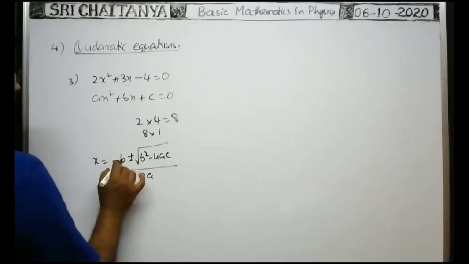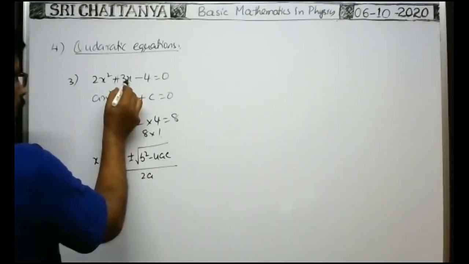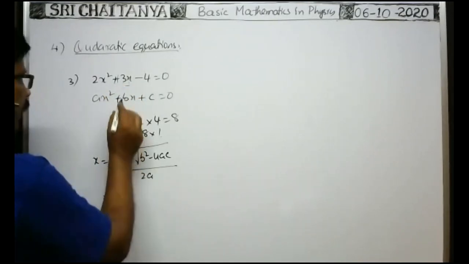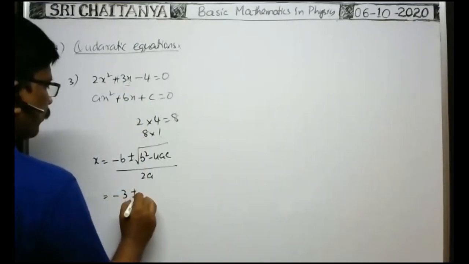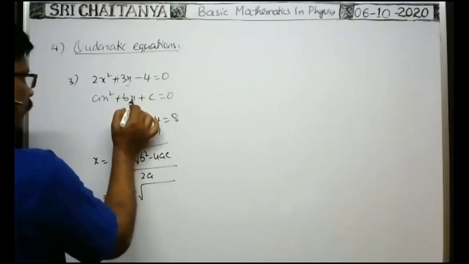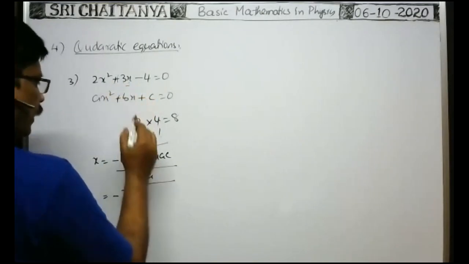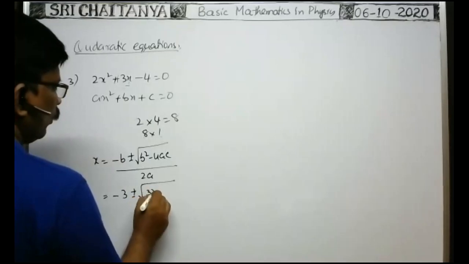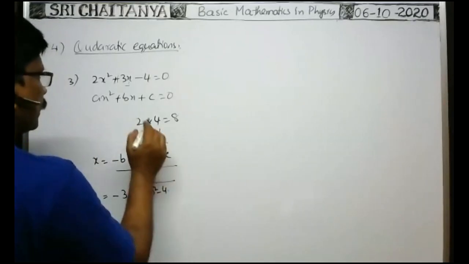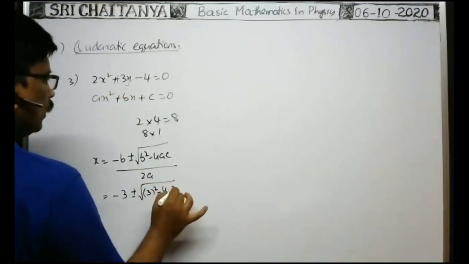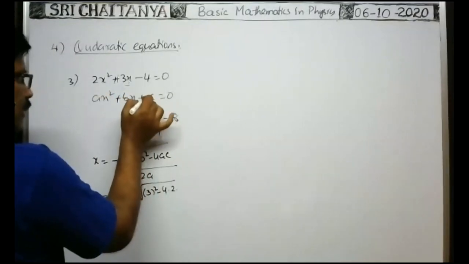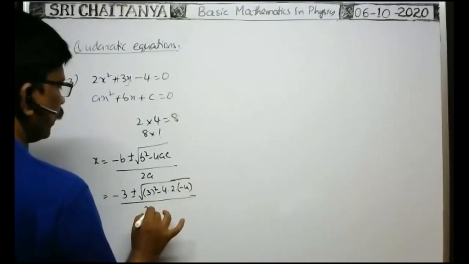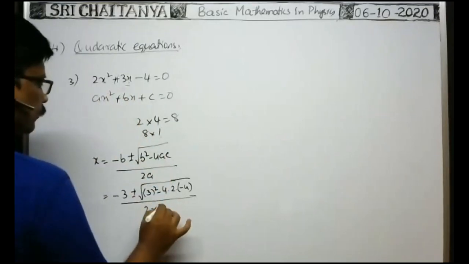Here b means the coefficient of x. The coefficient of x is 3, no? That's why minus b means you write minus the coefficient of x, that is minus 3. Plus or minus square root of b square, the coefficient of x whole square. Minus 3 or 3, whatever it may be, as the square is there, we get only a positive value. So 3 whole square minus 4 into a, the coefficient of x square, 2, into c, the constant c. Instead of c, write the constant, and minus 4 is there, by 2 into the coefficient of x square, which is 2.